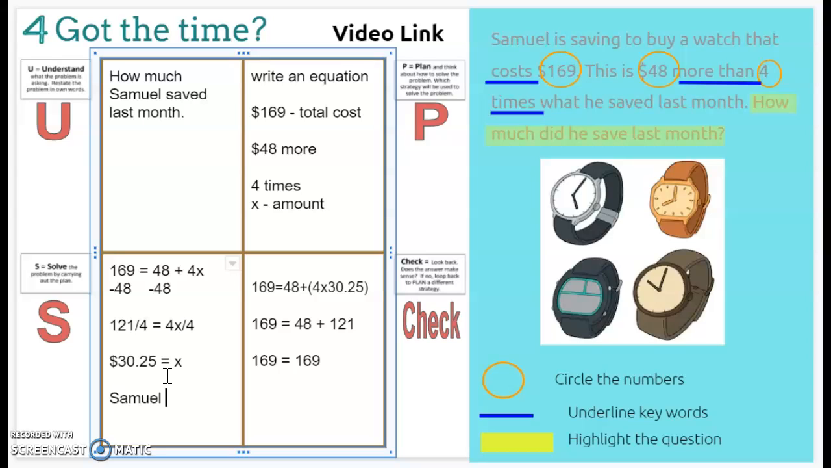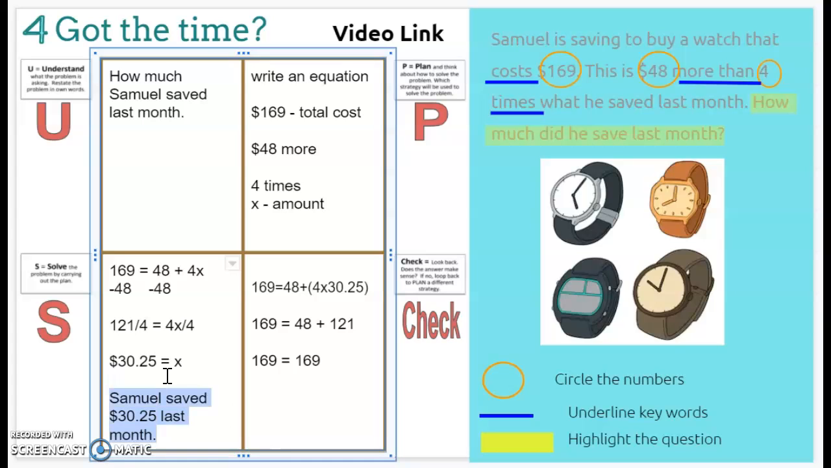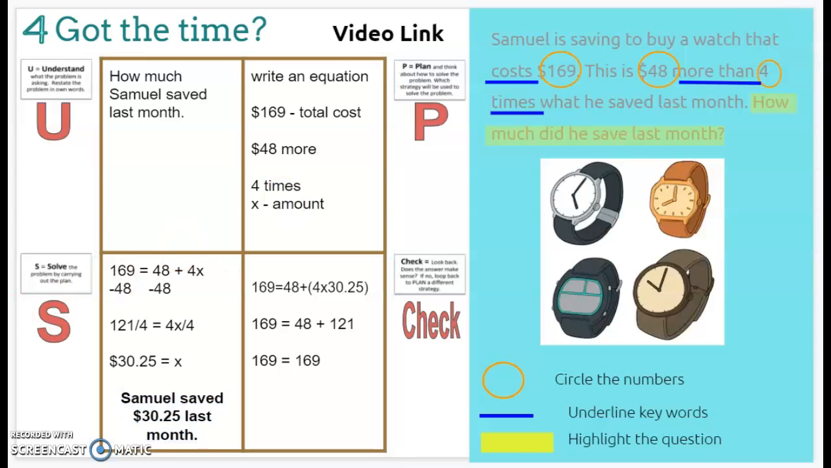So Samuel saved $30.25 last month. Again, we are working with word problems, so you need to make sure that you answer your word problem with a complete sentence, because they're not just looking for a number. They're looking for how much did he save last month. We say Samuel saved $30.25 last month. We want to answer the question with a complete sentence.